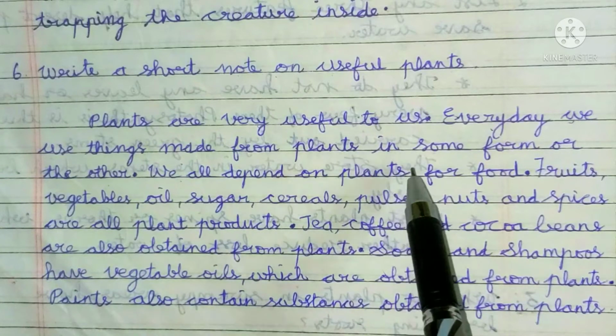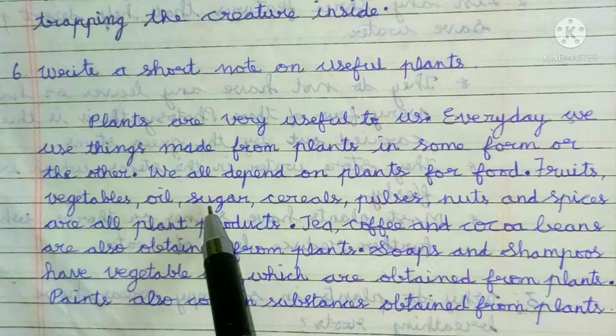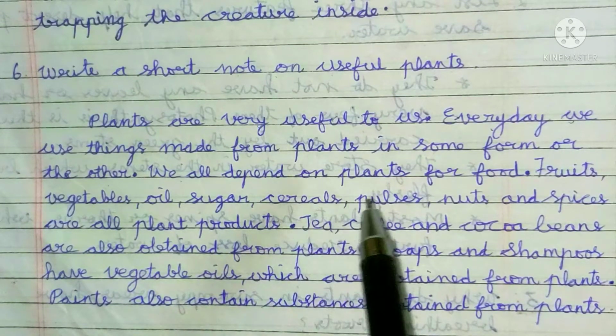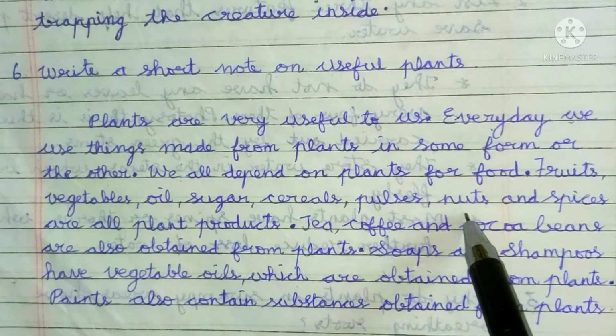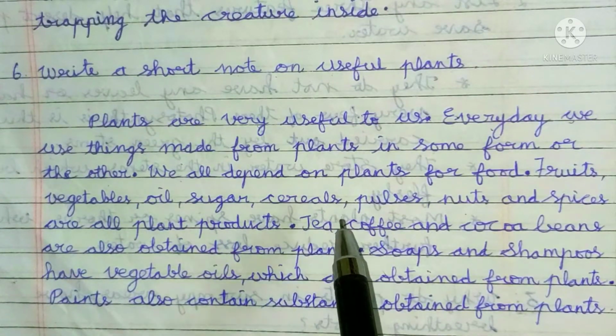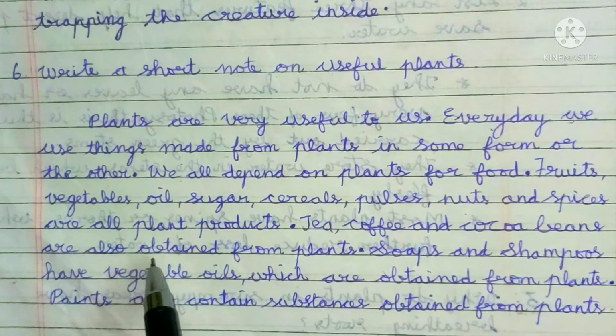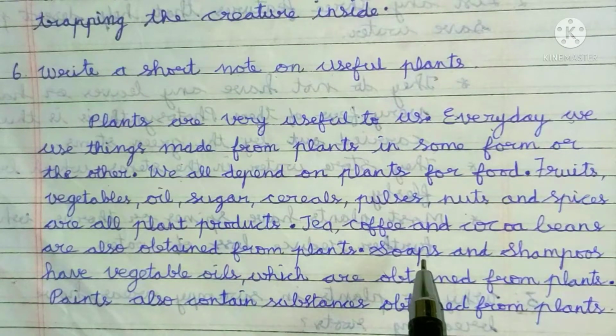We all depend on plants for food. Fruits, vegetables, oil, sugar, cereals, pulses, nuts and spices are all plant products. Tea, coffee and cocoa beans are also obtained from plants. Soaps and shampoos have vegetable oils which are obtained from plants. Paints also contain substances obtained from plants.